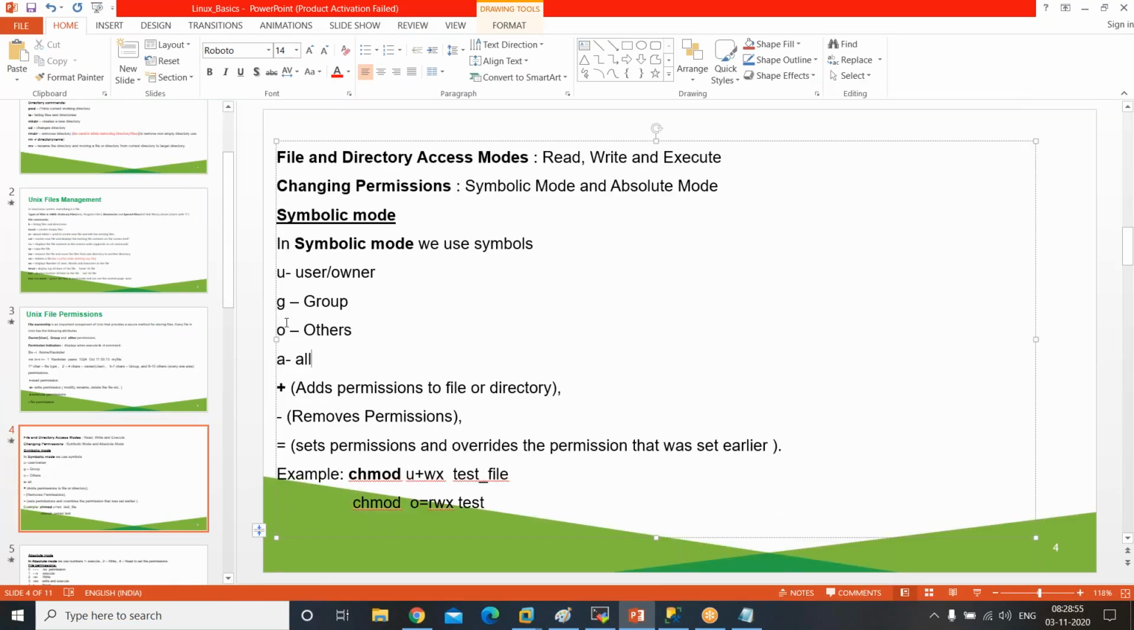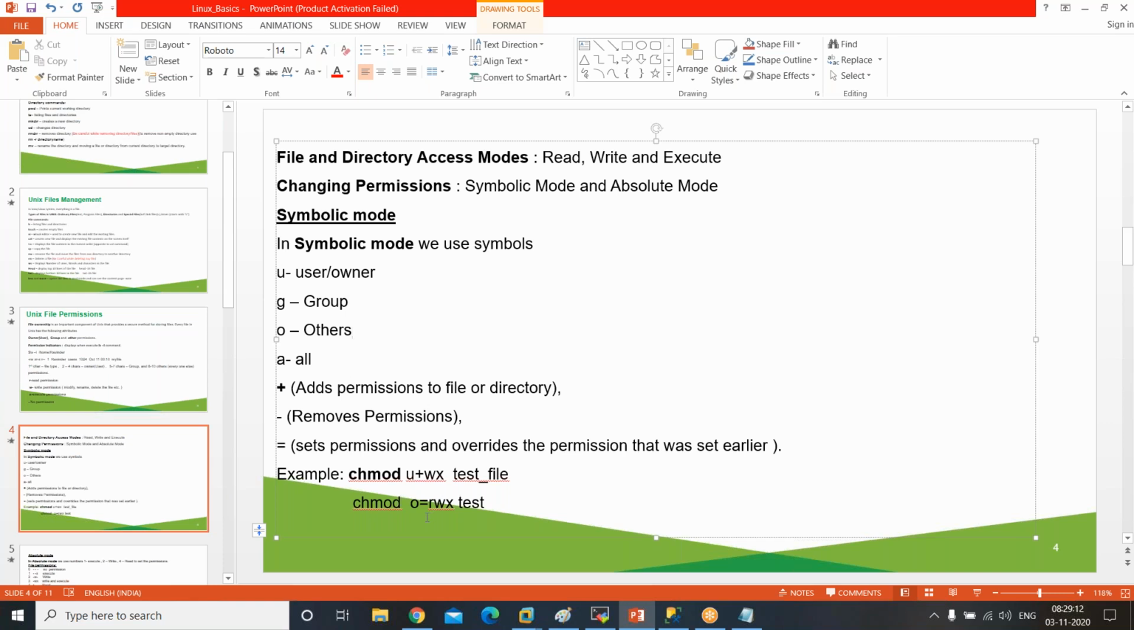You can go with the individual UGO, or a. Both are the same, there is no difference. All, a means all. That's it, nothing else. Plus adds the permission, minus removes the permission. Equal to sets the permission and overrides the permission that was set earlier.